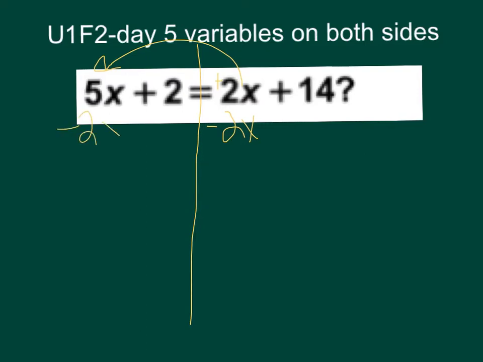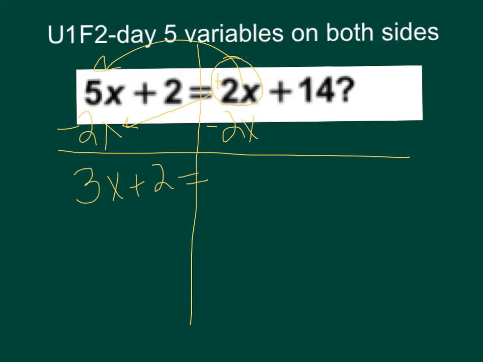Same thing here. What you do to one side, you do to the other. So basically what I did is I took this 2x and I moved it to the other side. And it was positive on the right side, and now it's negative on the left side. So now I have 5x minus 2x, which is 3x, plus 2 equals, now the 2x is gone, 14.